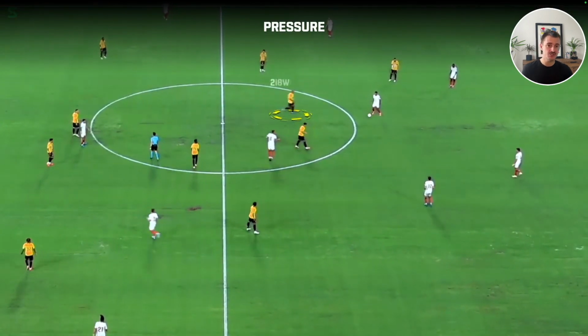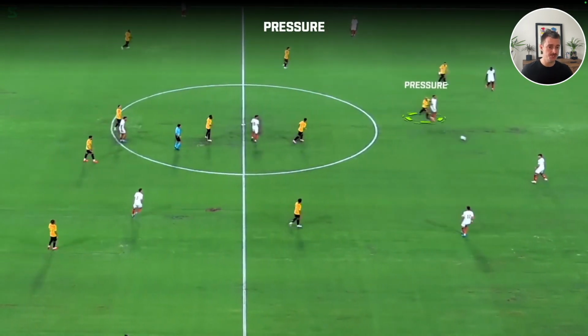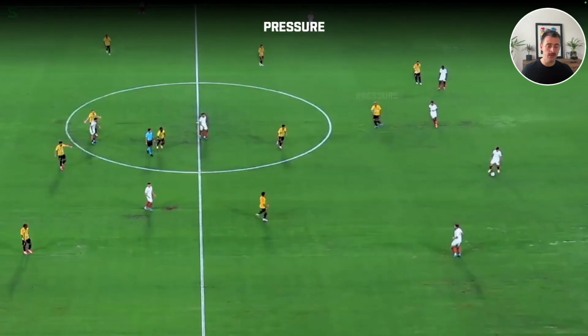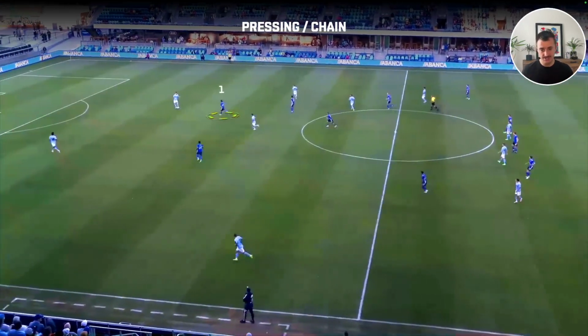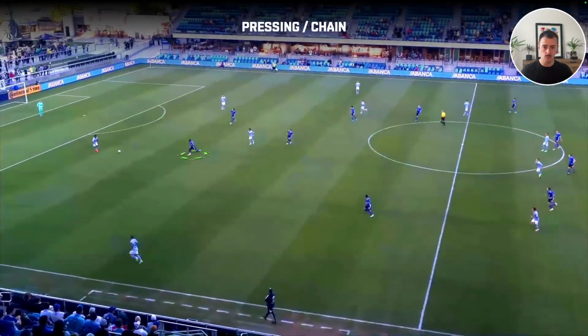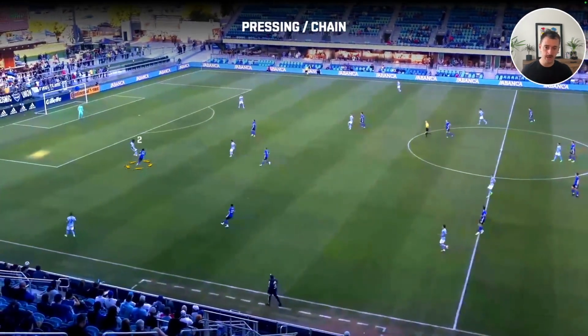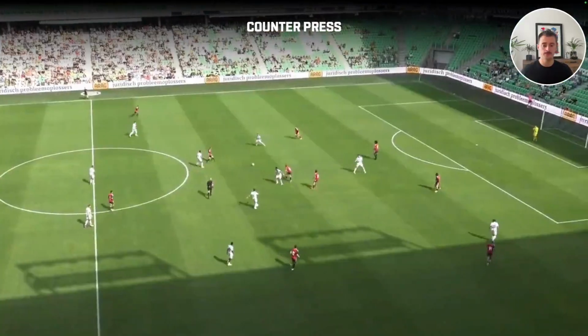So what do these metrics look like? Well, we've created a pressure engagement type, which is when a single player applies pressure to a ball carrier. We have a pressing or a pressing chain engagement type, which are when multiple players from the same team apply pressure to a ball carrier.